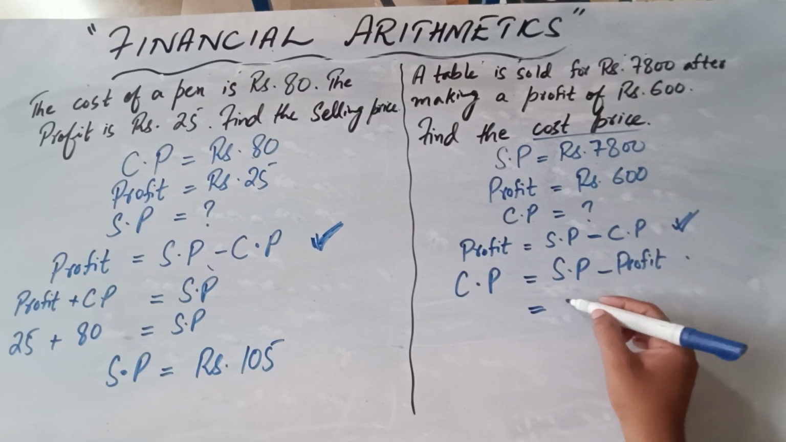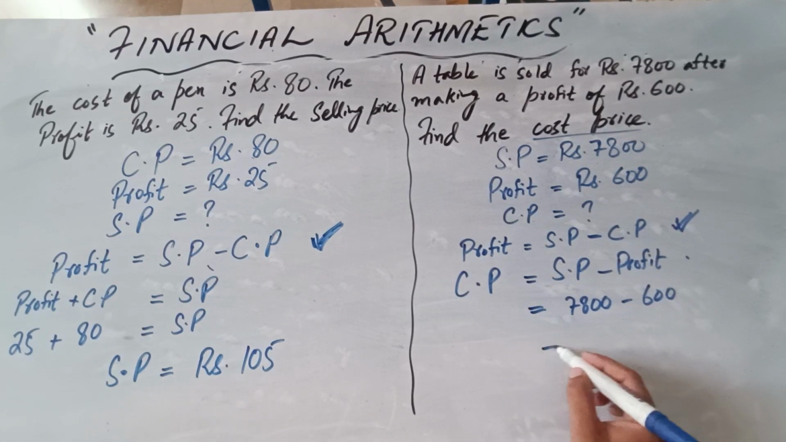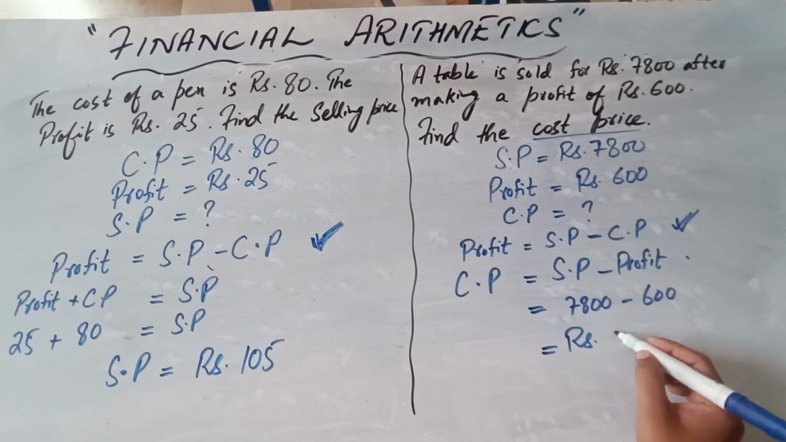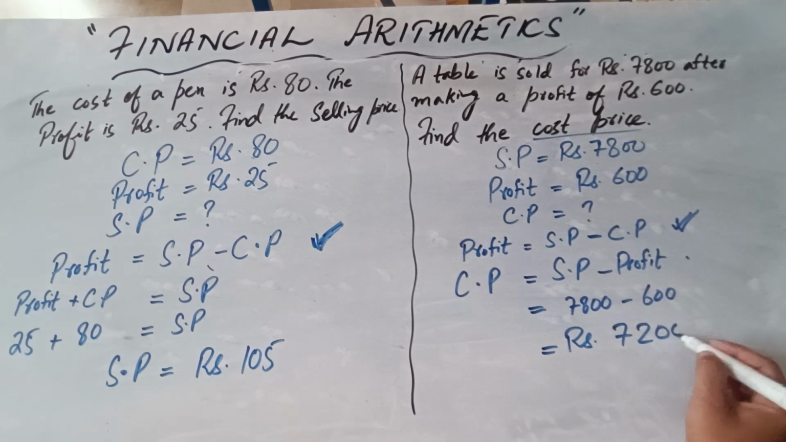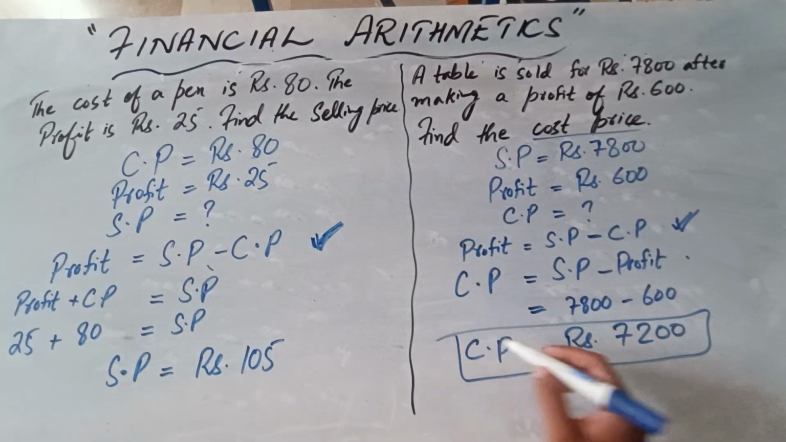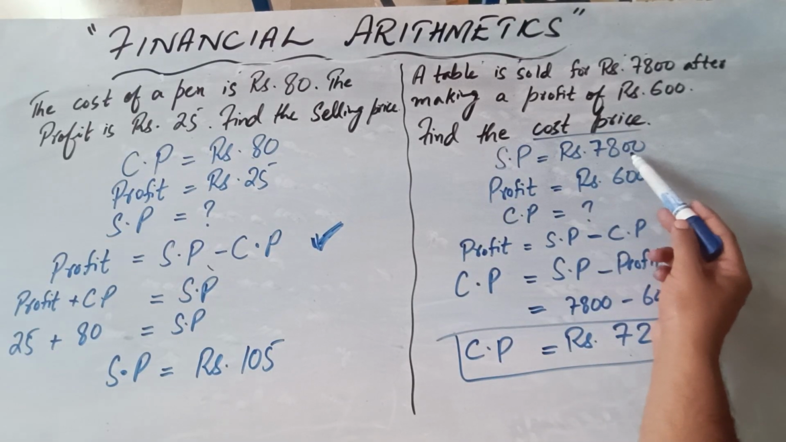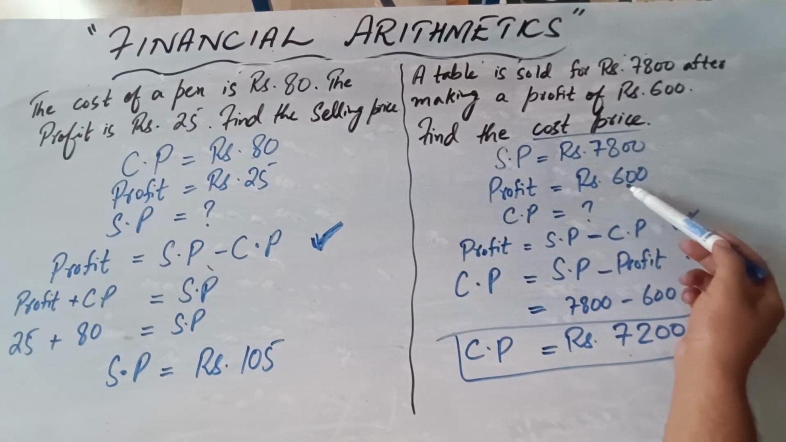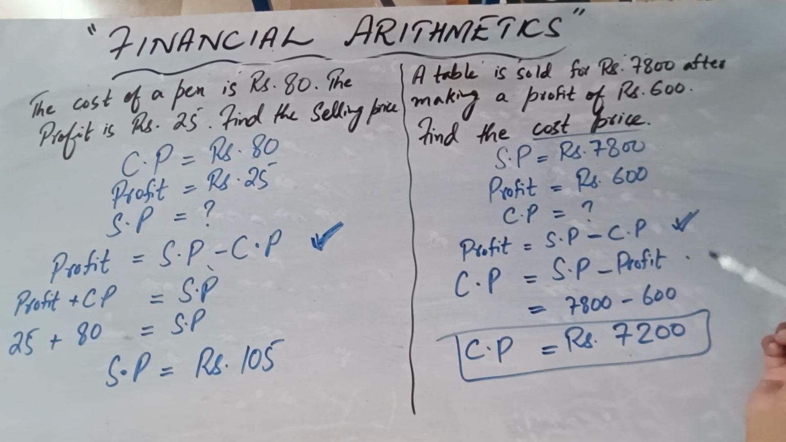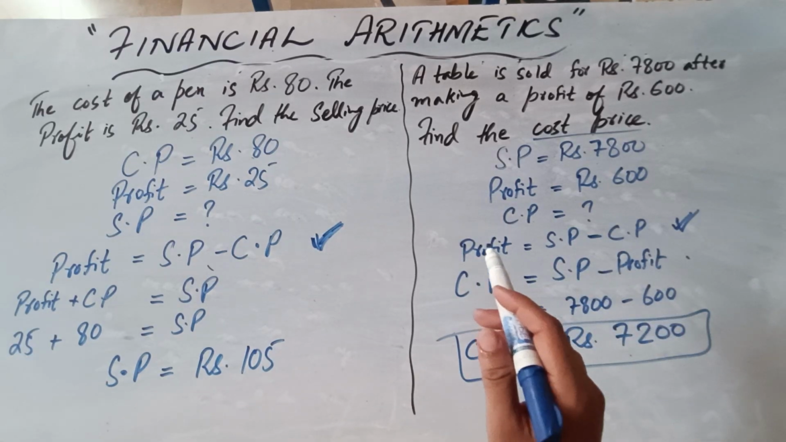So SP is 7,800 minus profit of rupees 600. So the cost price would be 7,200. Now look here: if the cost price is 7,200 and the selling price is rupees 7,800, the profit he makes would be 600 rupees. So this is how simple it is.